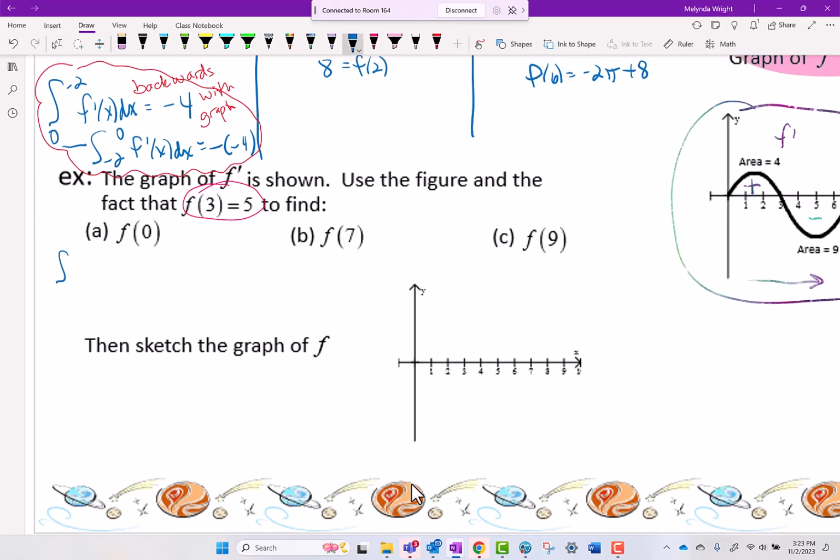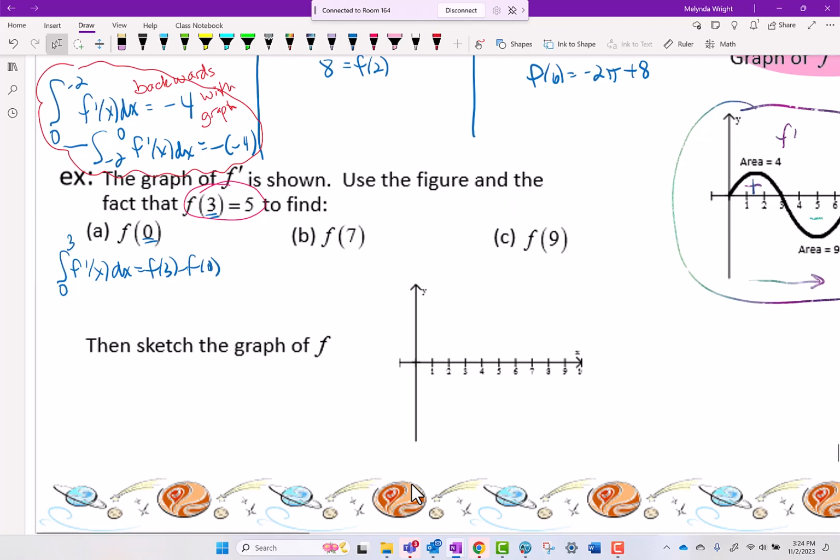So we're integrating from, let's see, what are our x's? We've got 0 and 3. Again, I recommend you put them in numeric order. So let's go from 0 to 3 of f prime of x dx, and that is f of 3 minus f of 0. Looking between 0 and 3, they say the area is 4.